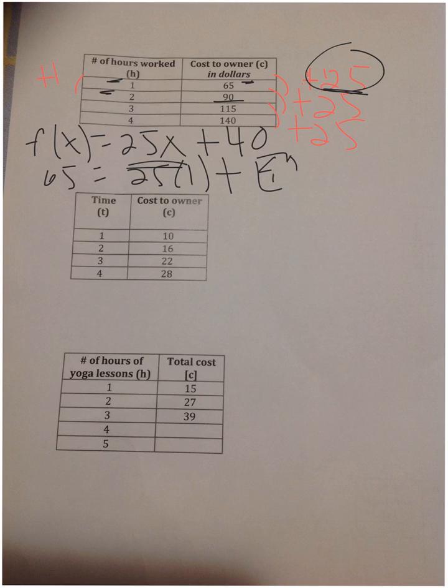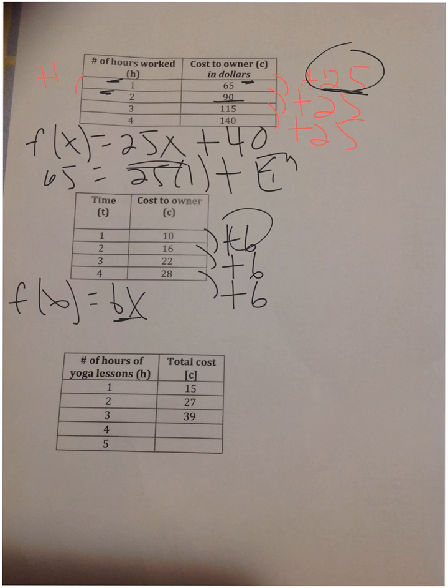Let's take a look at the third one. Again, all the x's going up by 1. Here we have 10 to 16 is plus 6, plus 6, plus 6. Because these are all plus 6's, it's a common difference, then you can say it's a linear function. We know it's going to be f of x equals 6x. That 6 is coming from here.